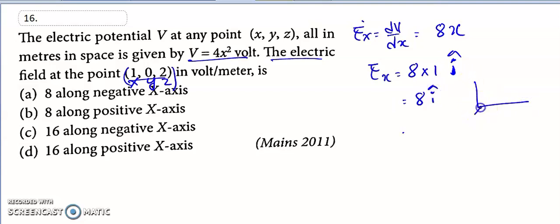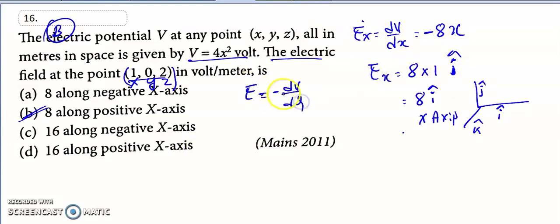So I cap means which axis? So this is I cap, J cap and K cap. So that is along x axis. So 8 along negative x axis, 8 along positive x axis. That is option B is the right answer. Sorry. Here a minus sign comes, because the formula is E is equal to minus dV by dr. So minus sign, minus comes. So which answer comes here? That is the negative x axis. That is option A. Sorry. Option A is the right answer.